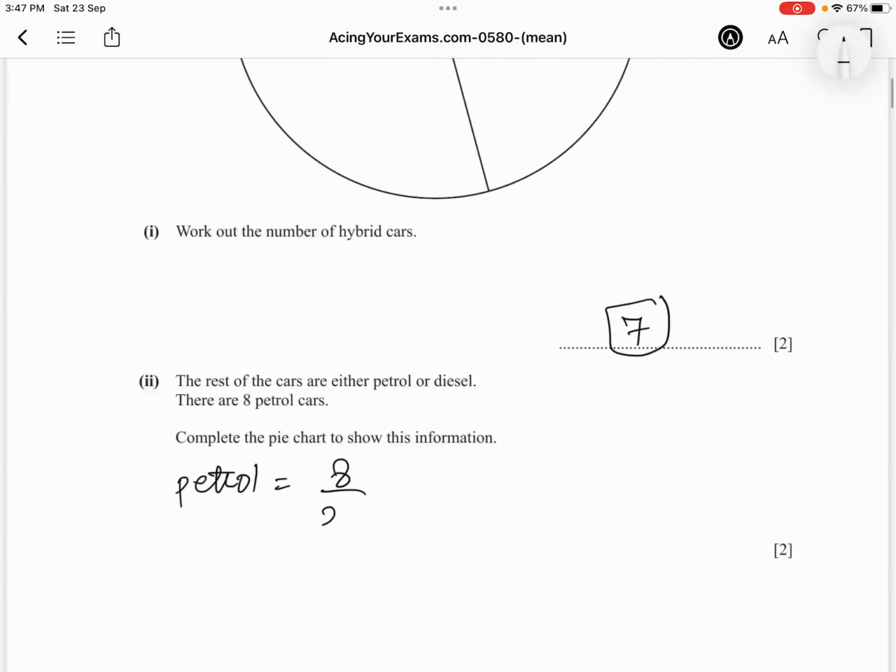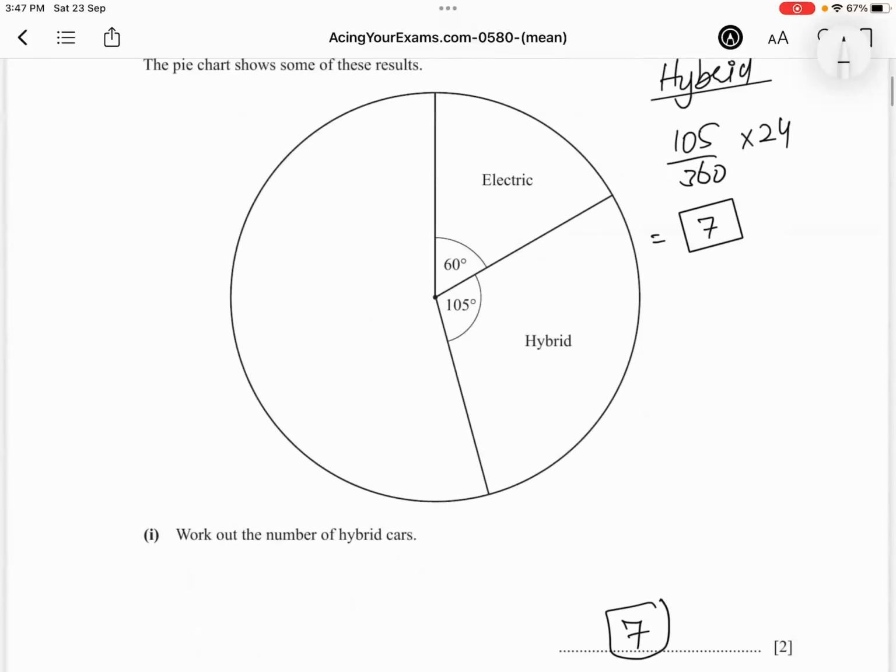So 8 out of 24 are petrol. Now times it by 360, check in the pie chart. So 1 by 3 means it is 120 degrees of petrol. And the diesel are the rest of them. So let's check 120. For example, this is 120 degrees. Agree? So this is for the diesel. This is for the petrol.